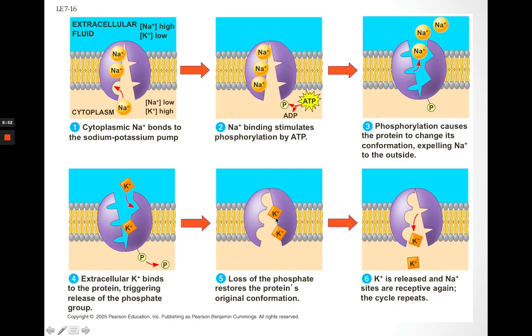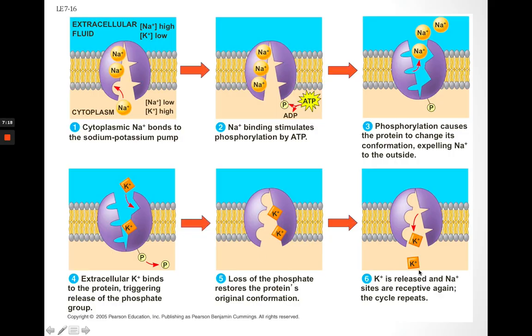The binding sites are going to return back to their original conformation, which are going to squeeze the potassiums out, and they're going to come into the cell. When I say out, I mean out of the binding site, but into the cell. So the sodium-potassium pump pumps 3 sodium out and pumps 2 potassium in.